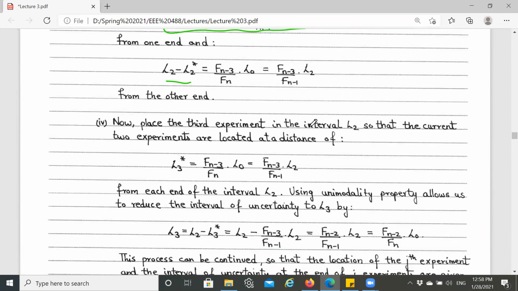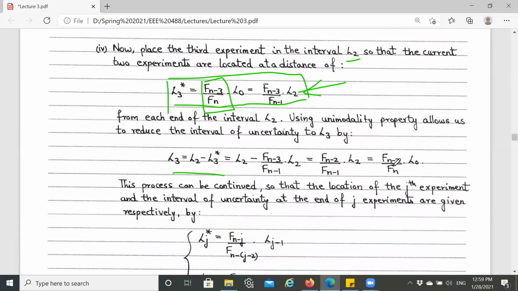Now, on the other hand, when you have the third experiment, you want to place a new point within the interval L2. And that would be determined by this function. So now your new point for your new experiment would be L3 star, defined by the ratio of Fn minus 3 divided by Fn, times L naught. And again, this ratio can be written in terms of L2, which we have got over here. So you can write L3 in terms of L2, L2 in terms of L naught. And again, you do the same thing, you find the points where you can actually further reduce it.